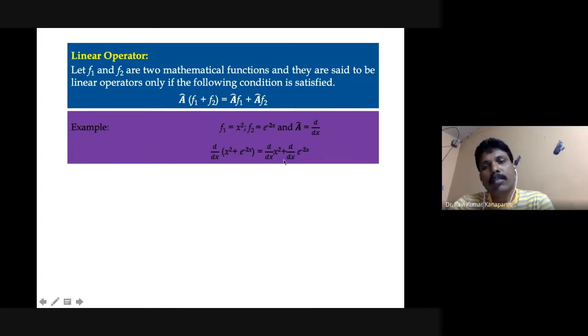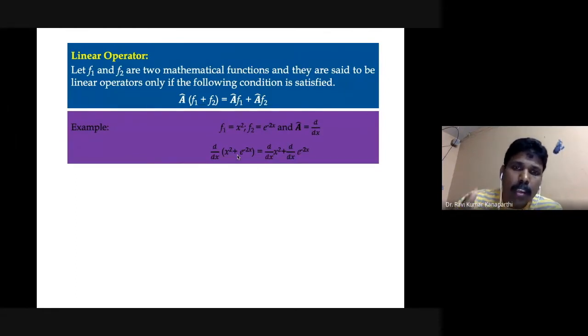Okay, isn't it? You can just do this. I'm not going to work this out. It is quite obvious that d by dx of x square. So what is the answer? You can just calculate. It is just the first derivative of x square, which is 2x, plus the first derivative of this one. So there is some answer, right? That answer will be exactly this. Therefore, the operator A, that is d by dx, we call it a linear operator.